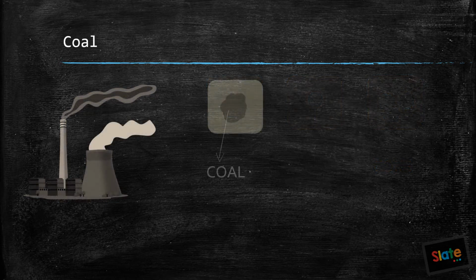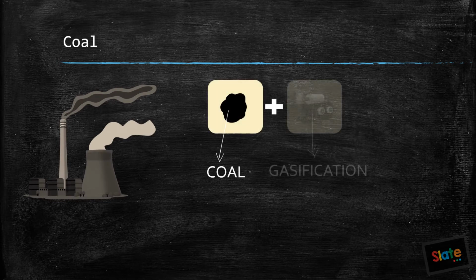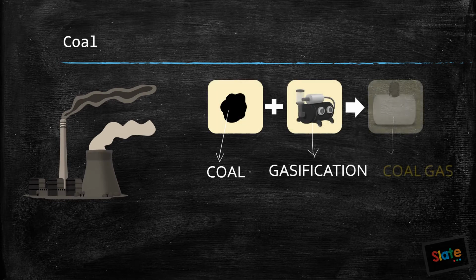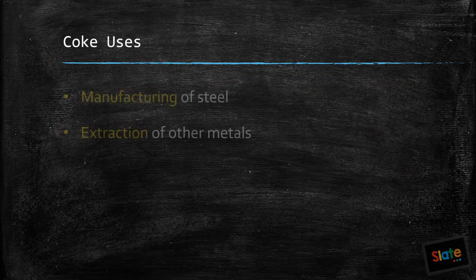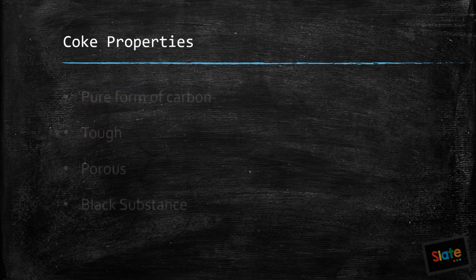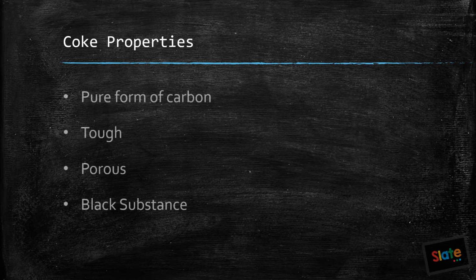Similarly, when coal is subjected to gasification, we get coal gas. Coke can be used in the manufacture of steel and extraction of metals. Try and research what are those materials. Properties of coke are: it is a pure form of carbon. It is tough, porous and black in color.